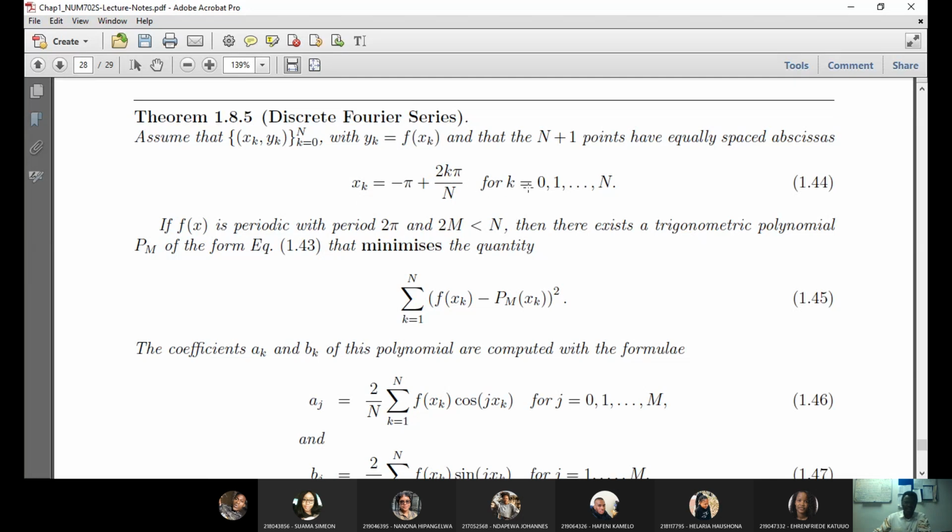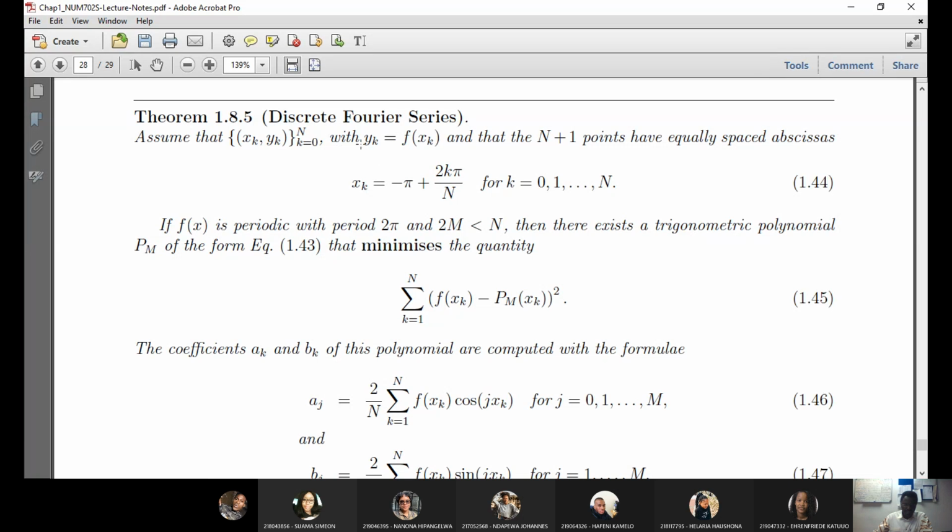You can see that when k is 0, the first point, x_0, is negative pi. And when k is N, if you substitute N here, the N in the numerator and the denominator will cancel out, then 2 pi minus pi gives you pi. So you see that we take the interval negative pi to pi and we discretize it using exactly these points. So that's our x.